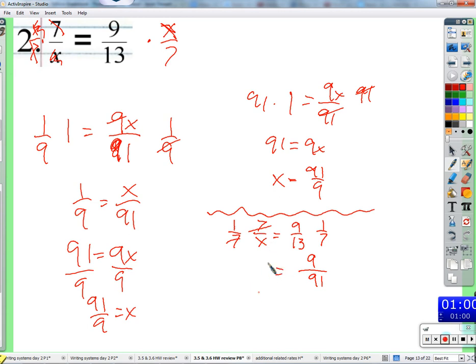What's on this side? We have 1 times 1, that's the numerator. 1 times x, that's the denominator. Would you need the 1? Would you have to keep it, or would it just be x equals?